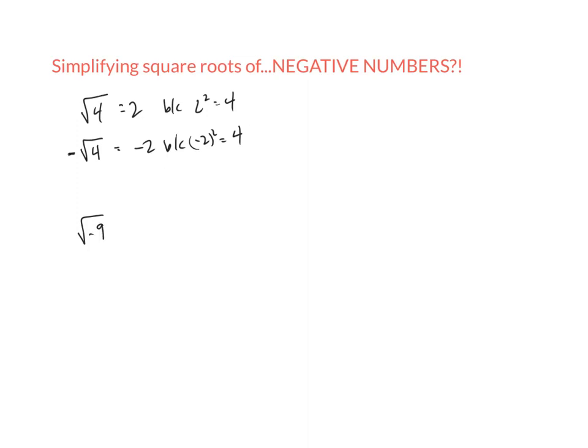Because if I think about numbers that you square that give you a negative number, if I pick 3, 3 times 3 is positive 9, not negative 9. If I pick negative 3 times negative 3, that is positive 9, not negative 9. So really there are no real numbers that equal this. But that doesn't mean that we can't figure out a value for it.